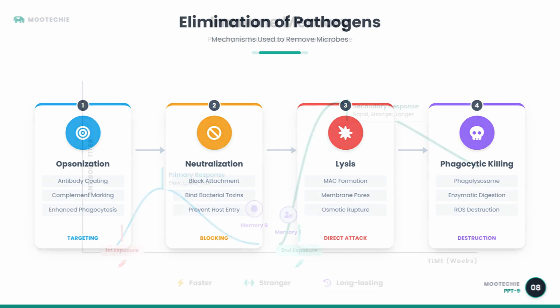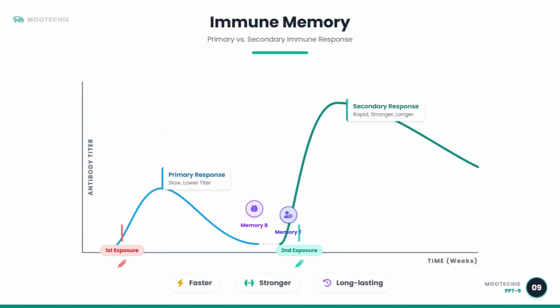Another important concept is immune memory, which we can see by comparing primary and secondary immune responses. Let us look at antibody levels, or titer, over time. During the first exposure to a pathogen, the primary response is relatively slow and produces a lower amount of antibodies. However, if the same pathogen is encountered again, the secondary response, thanks to memory cells, is much faster, stronger, and produces antibodies for a longer duration. This is why we are often immune to diseases after getting them once or after getting vaccinated.